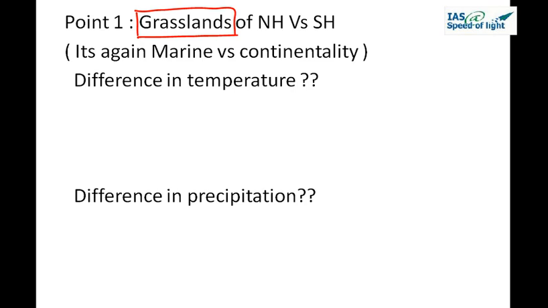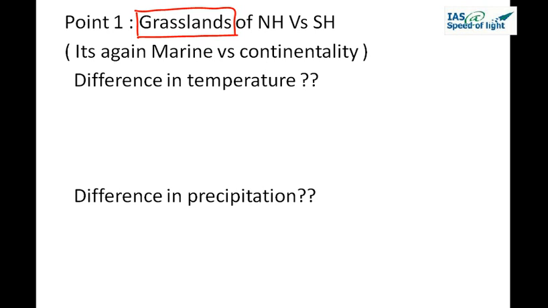Now let us understand the first thing which should come to our mind. When we are saying it is the interior of a continent, what it means is they are far from the sea. If they are far from the sea, they are going to have an extreme temperature difference between summers and winters. So this is the first thing. Let's go point by point now.